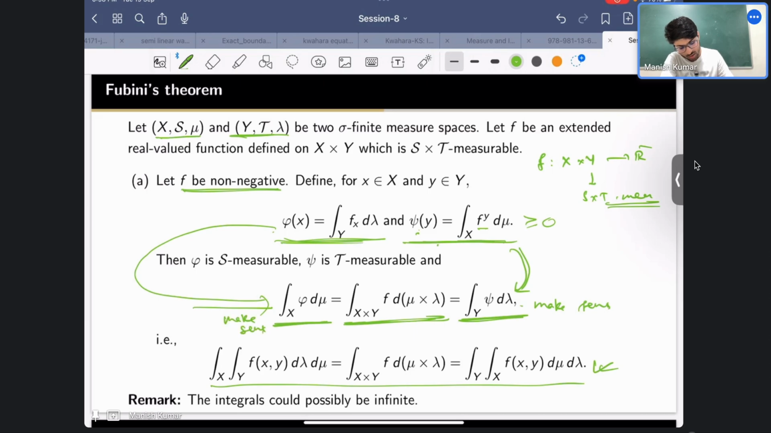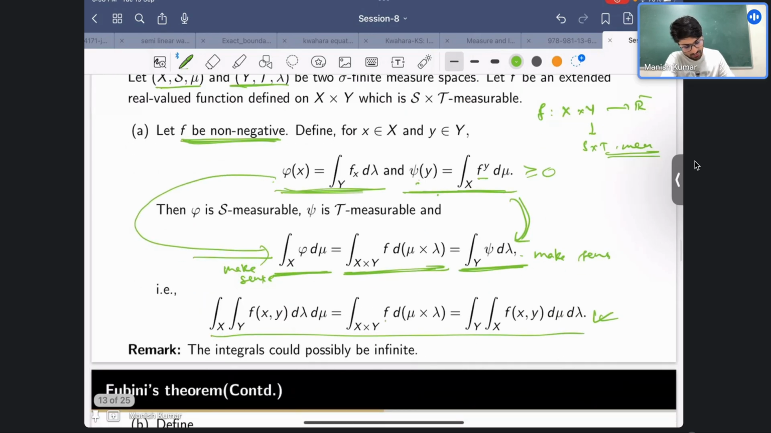Okay, so overall what you can remember is that suppose you have a non-negative function f on X cross Y with this product measure. Then the integral will be the same whether you integrate first with respect to x and then with respect to y, or first with y and then with x. So when you have a non-negative function, you can do the iterated integration. Such integrals are called iterated integrals.